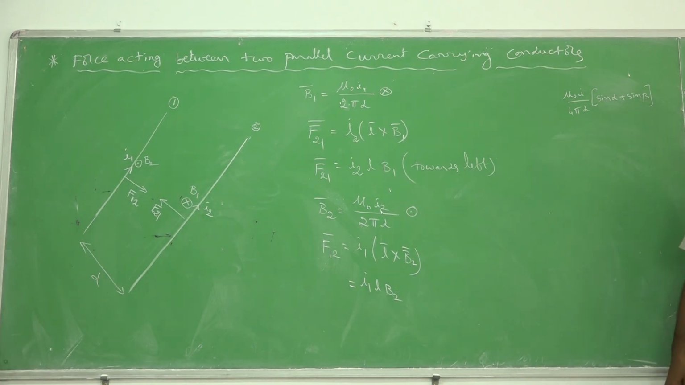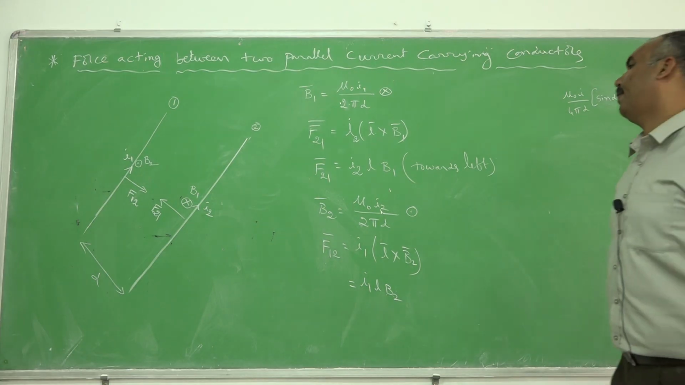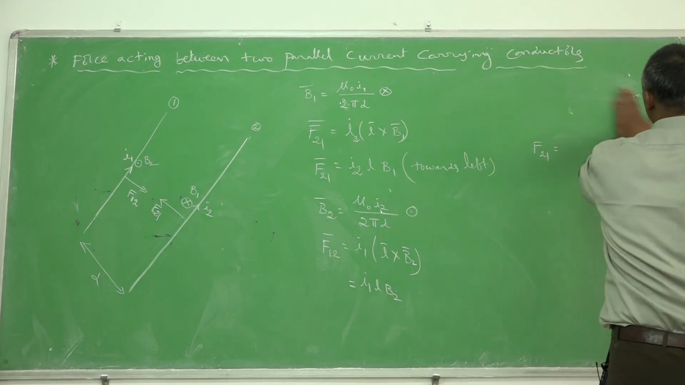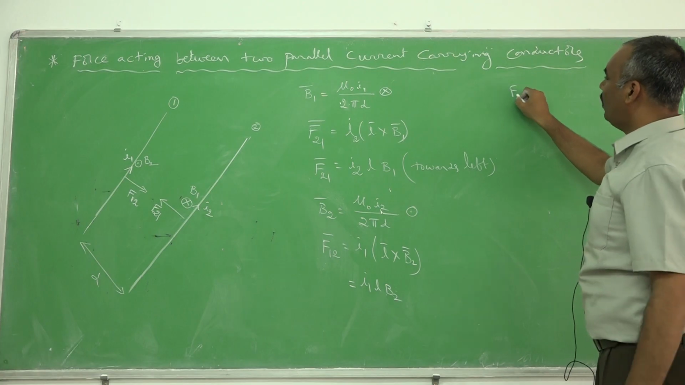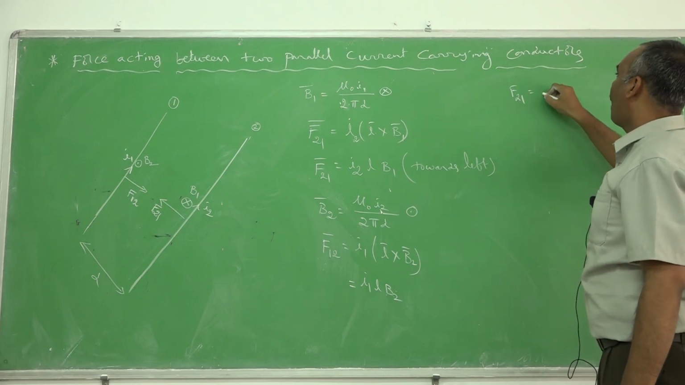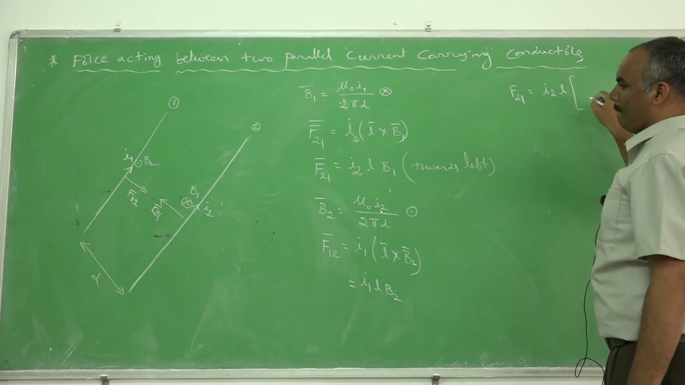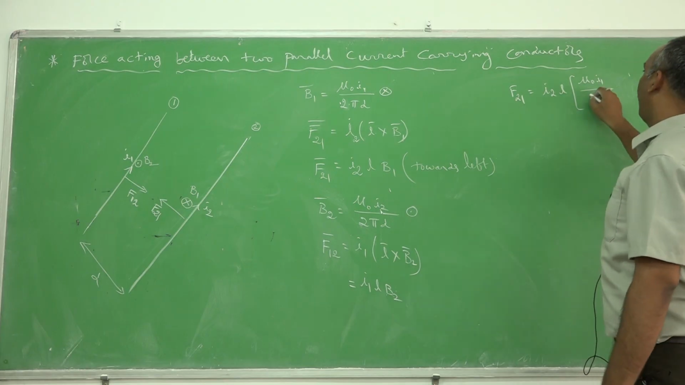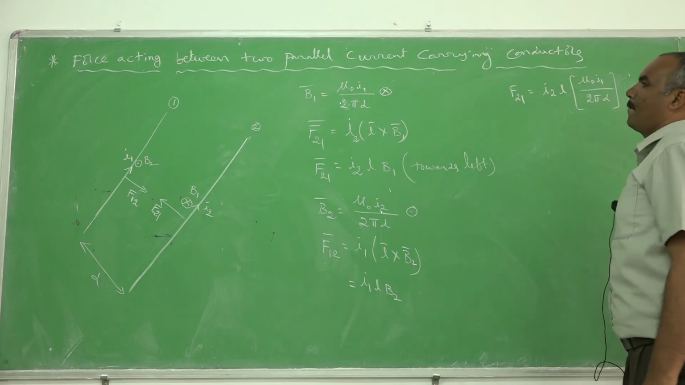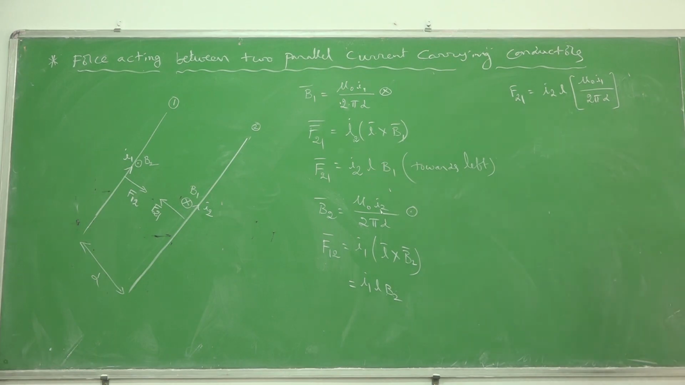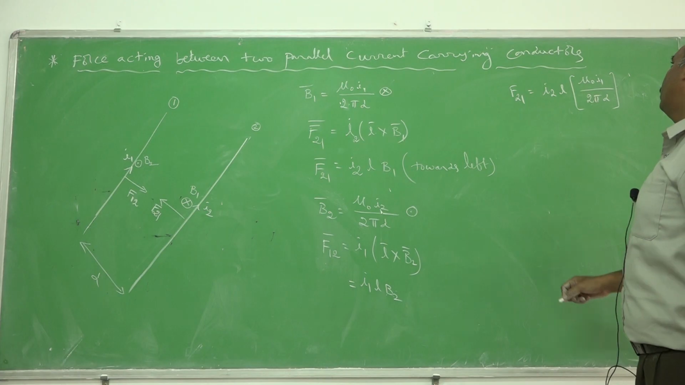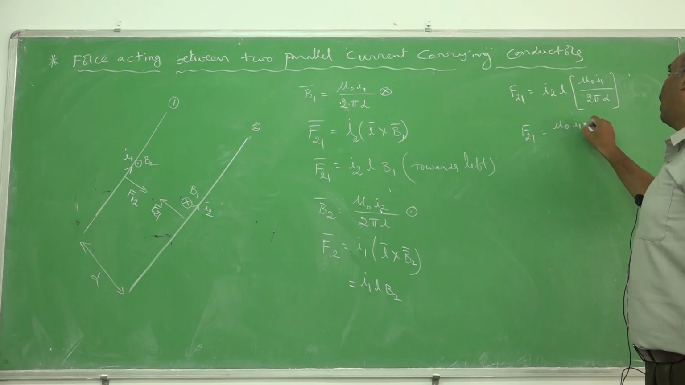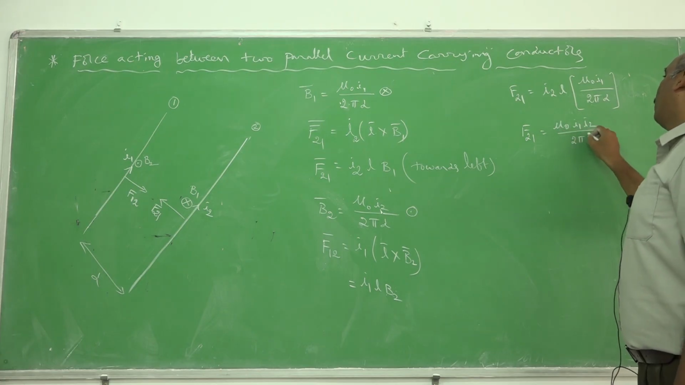Now let me substitute the values of B1 and B2 here. F21 is given by I2 L. B1 is mu naught I1 by 2 pi d. So F21 is equal to mu naught I1 I2 by 2 pi d into L.